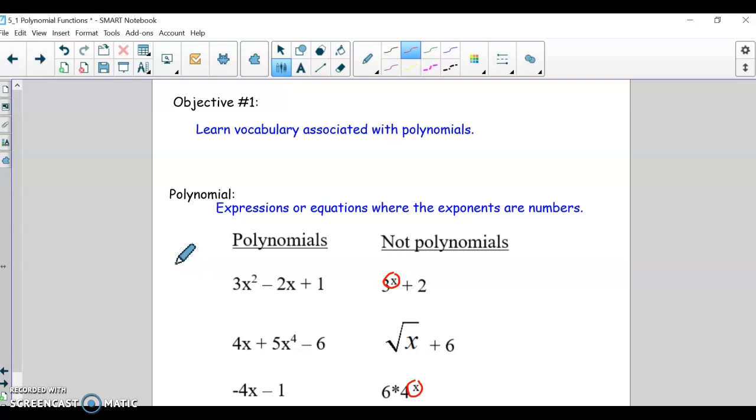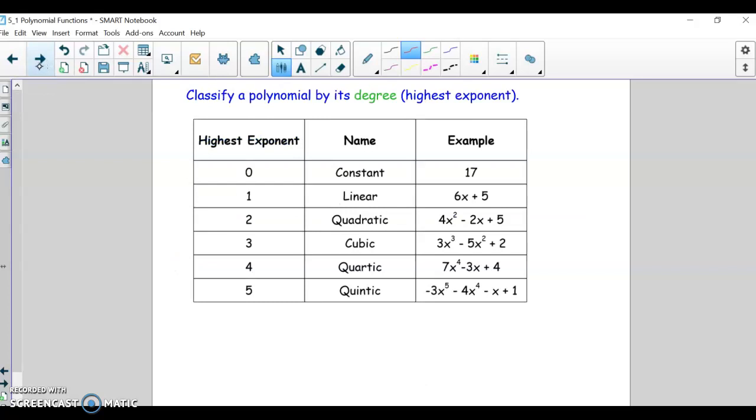Just want to point out, polynomials can have only one term, so just like 7x by itself, that's a polynomial with a power of 1. They could have a whole bunch of terms, 5, 6 terms, right? The things that are separated by plus and minus, those are called terms, right? So that's what a polynomial is, all right? And then I think what's up next is how you identify them.